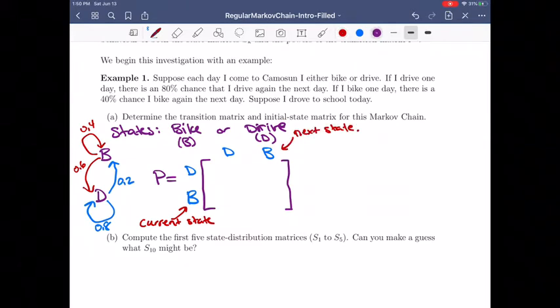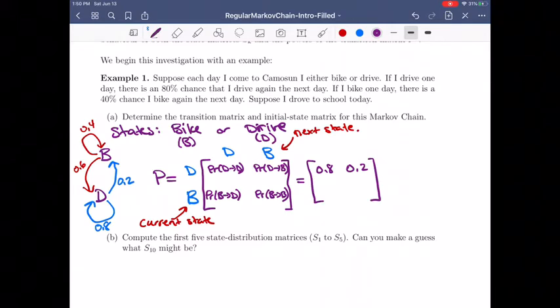Maybe I'll write that here. So this is going to be the probability of D to D. And the next one is going to be the probability that I drive one day and then I bike the next day. So down here it's going to be B to D and then B to B. All of these are in our diagram or given above, so you don't have to do the diagram first. So D to D they said was 0.8, and D to B has to be 0.2 then. Now B to D is 0.6 because B to B was 0.4. So that's our transition matrix. The states are in the order DB.